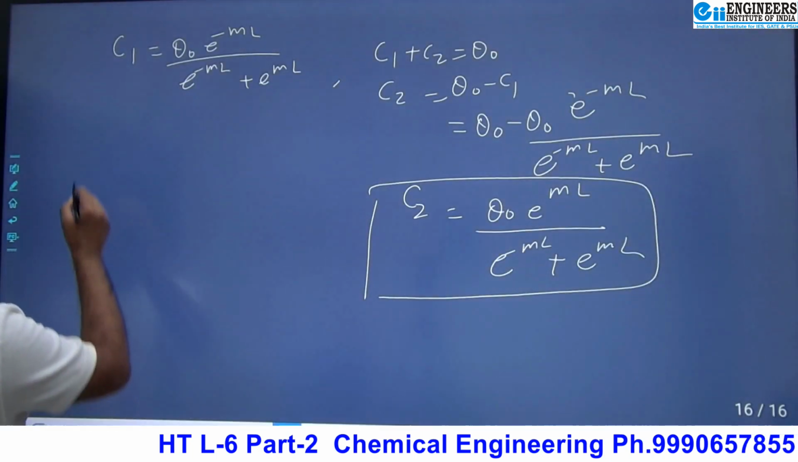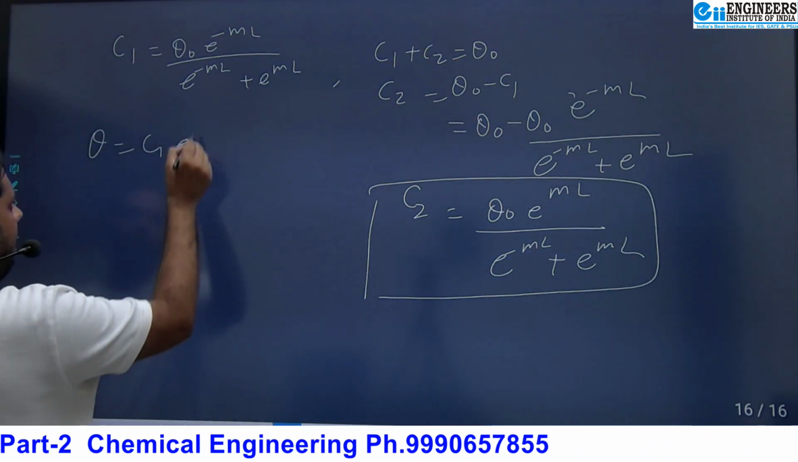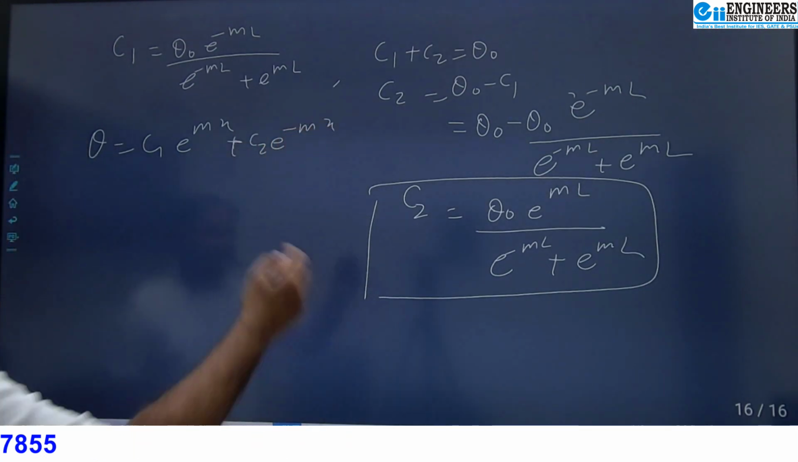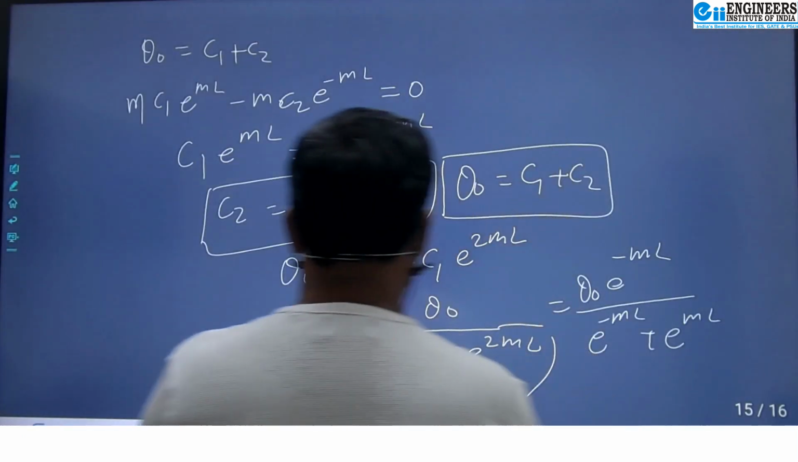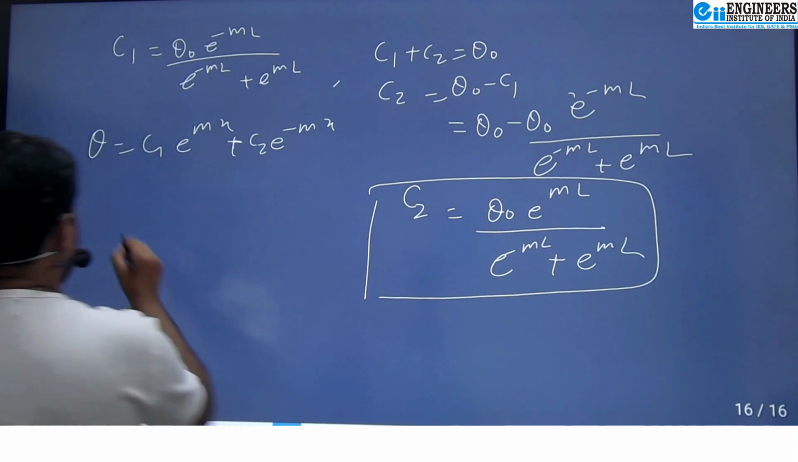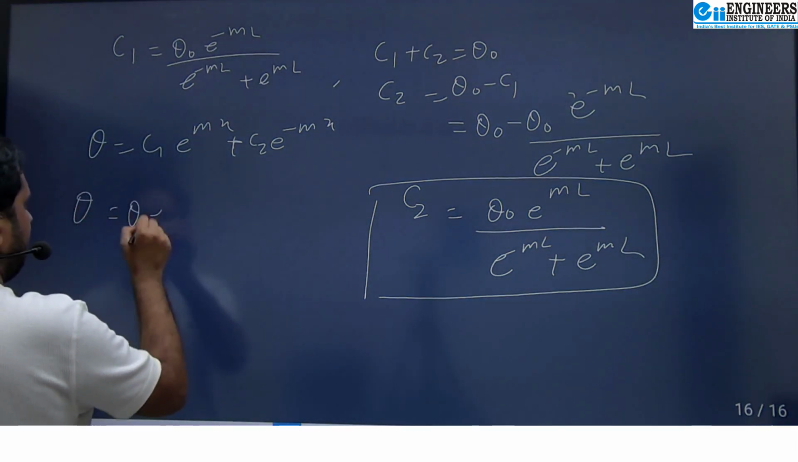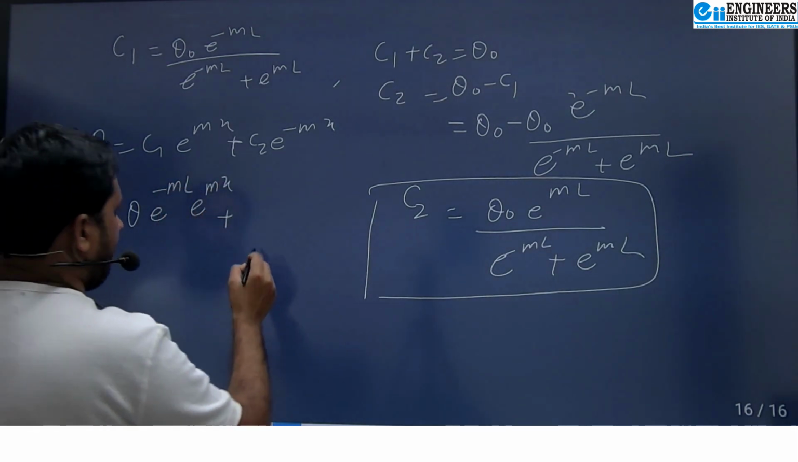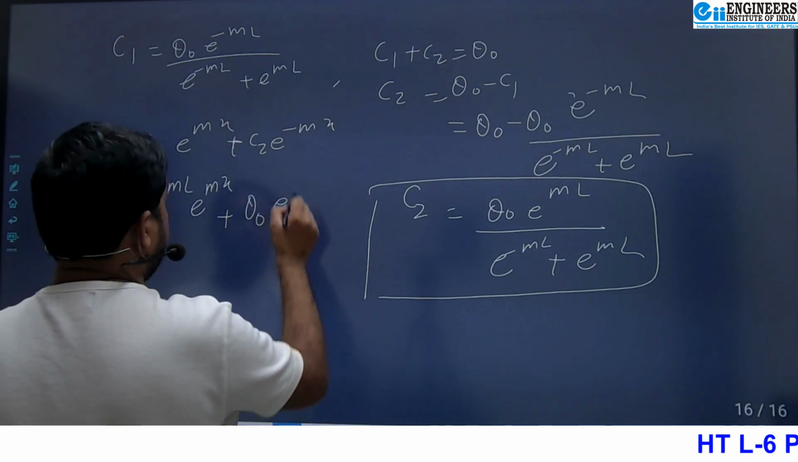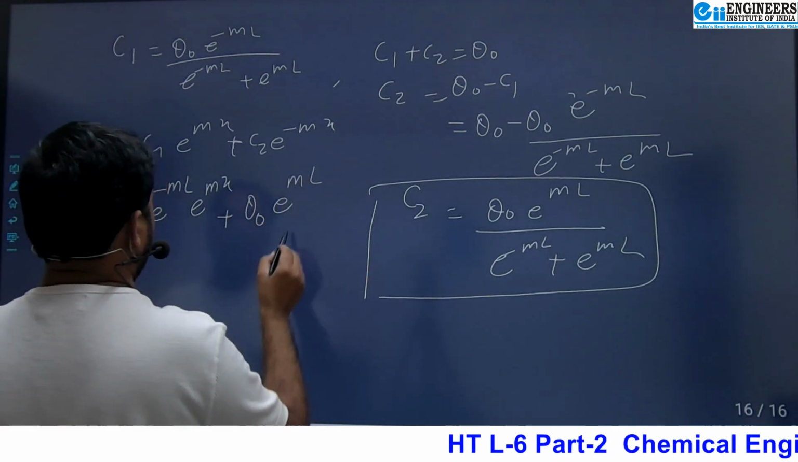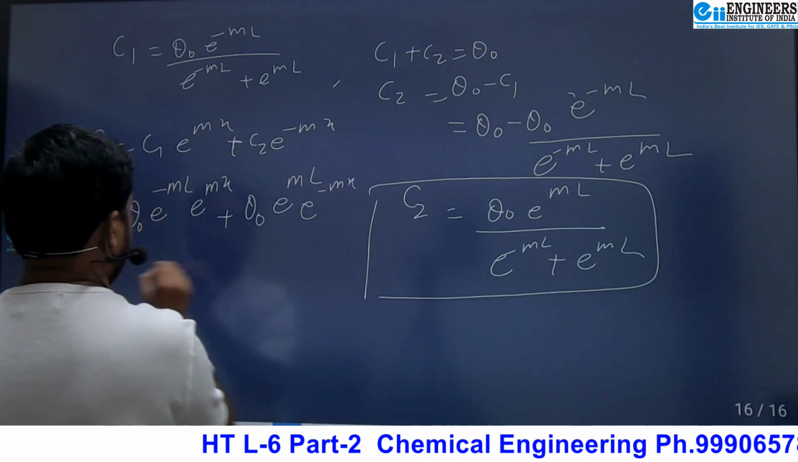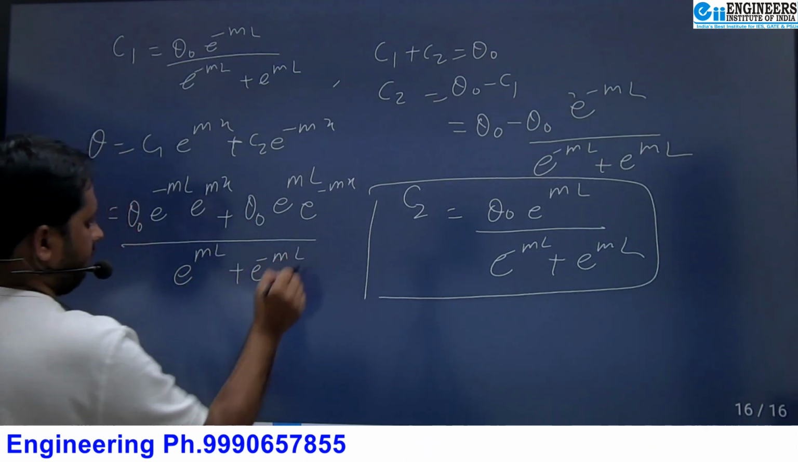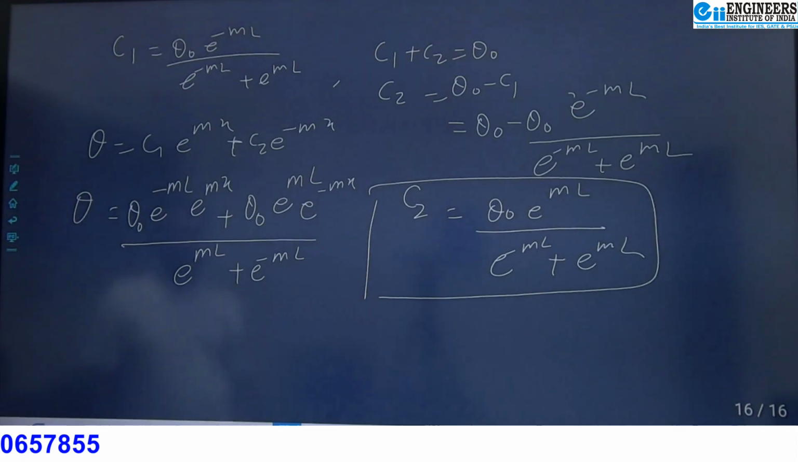Since our general expression is theta equal to c1 e power mx plus c2 e power minus mx, and if we put this c1 and c2, then we get theta equal to theta naught e power minus ml e power mx plus theta naught e power ml e power minus mx, divided by, because the denominator is same, e power minus ml plus e power ml. This is our desired relation.